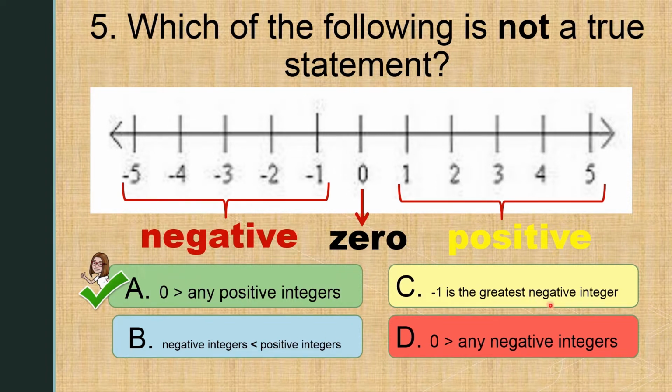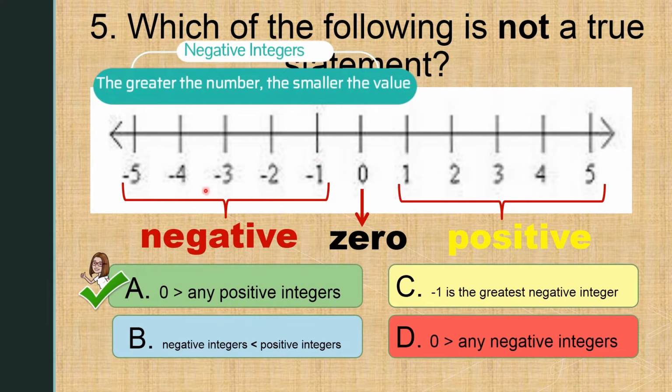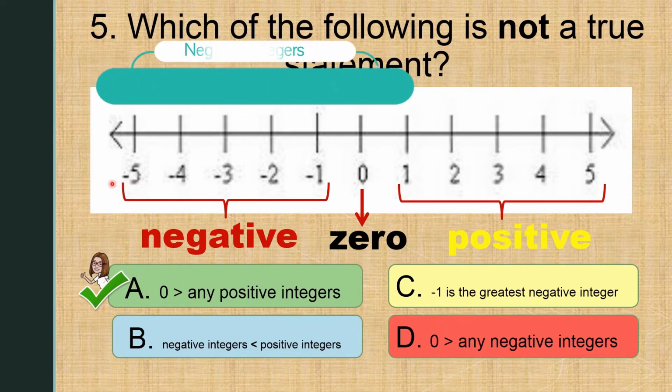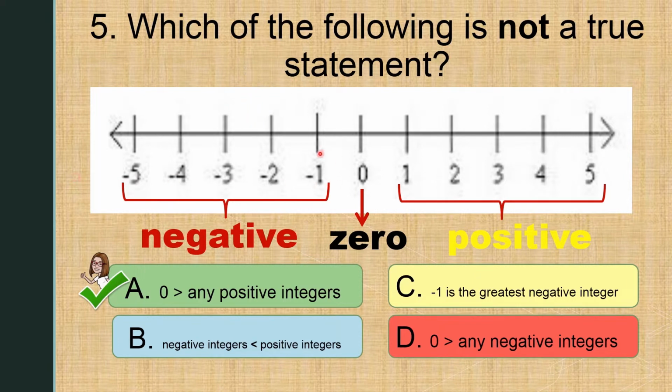Negative 1 is the greatest negative integer. This is a true statement because in negative integers, as the number goes bigger, the value gets smaller. So since this is the smaller number, it has the greatest value. Okay? And in statement D, 0 is greater than any negative integers.